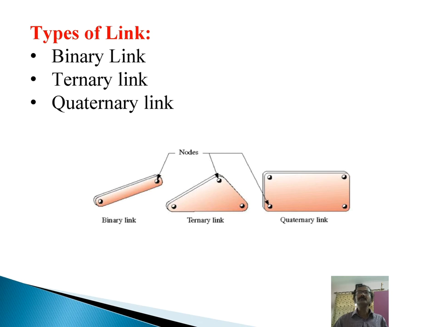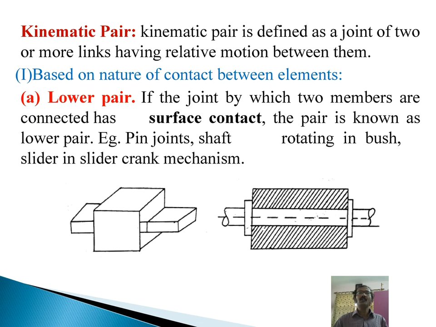Now in the case of types of link, there are 3 types: binary link, ternary link and quaternary link. Now what is a kinematic pair? The kinematic pair is defined as the joint of 2 or more links having relative motion between them.